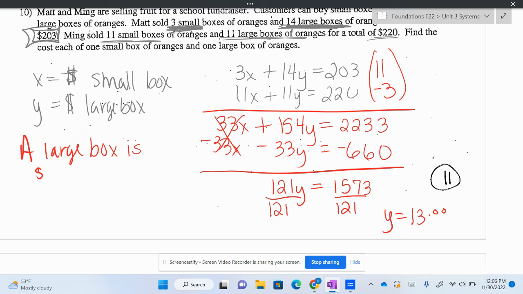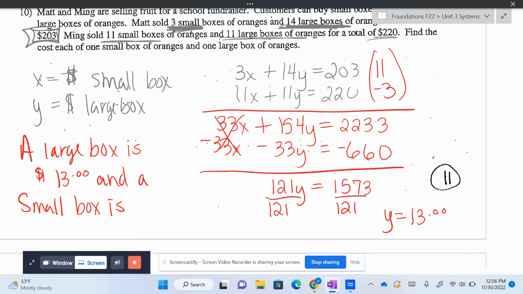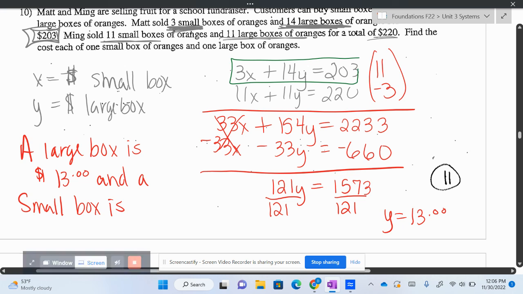is $13 and a small box is, we have to figure that out. So what do you want to plug that small box into? Where do you want to plug in to find the small? Top one right here? Okay.